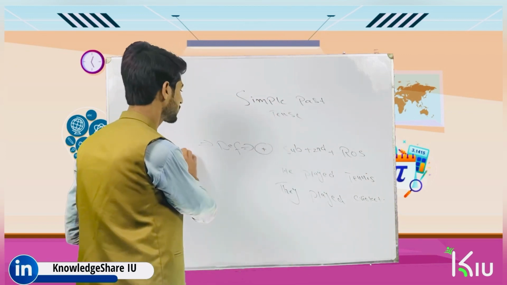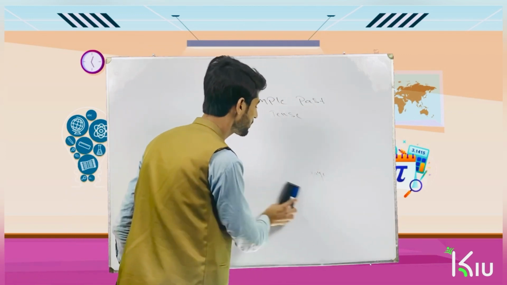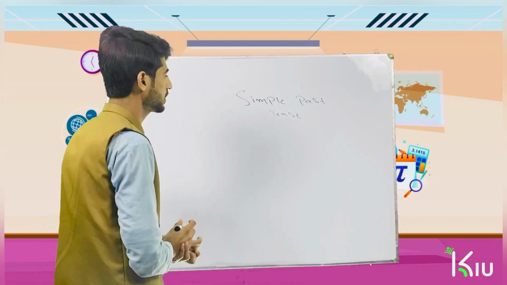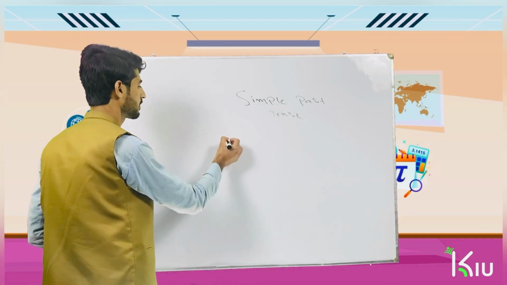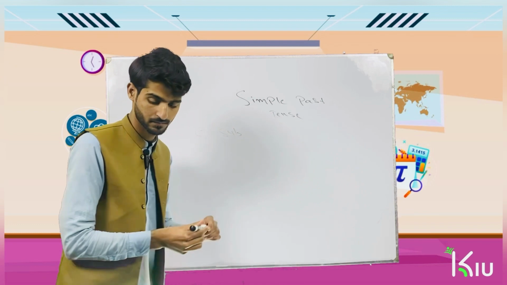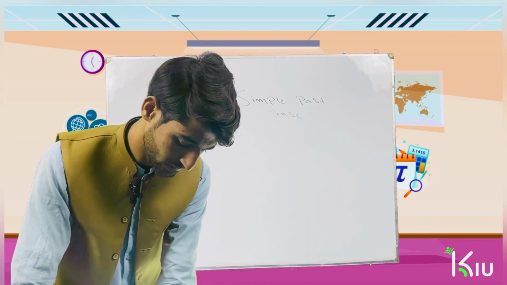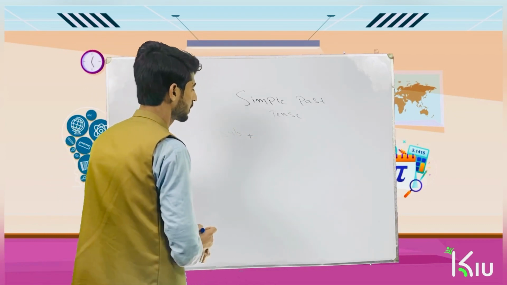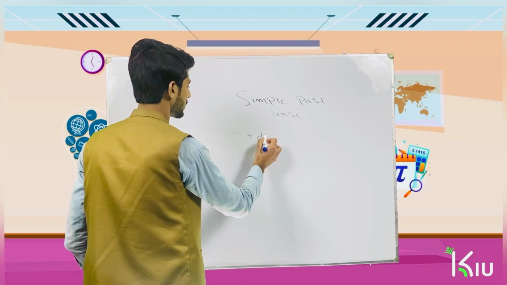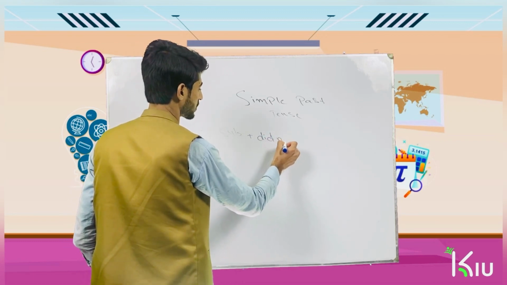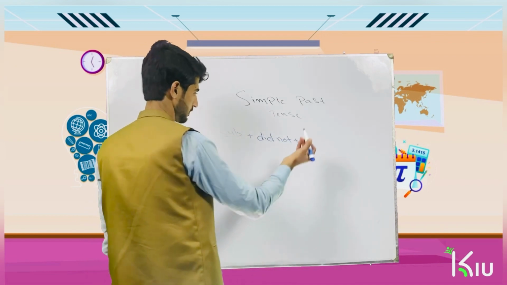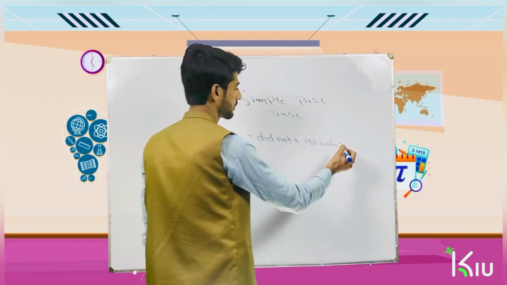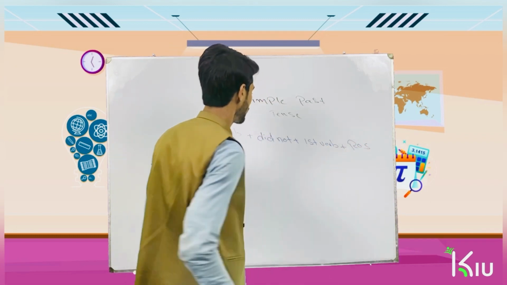Now let's get ahead with the second structure, and the second structure is negative. First of all, we will put the subject. Then with the subject, we will put did not. Then the first form of the verb. With the verb, then the rest of the sentence.